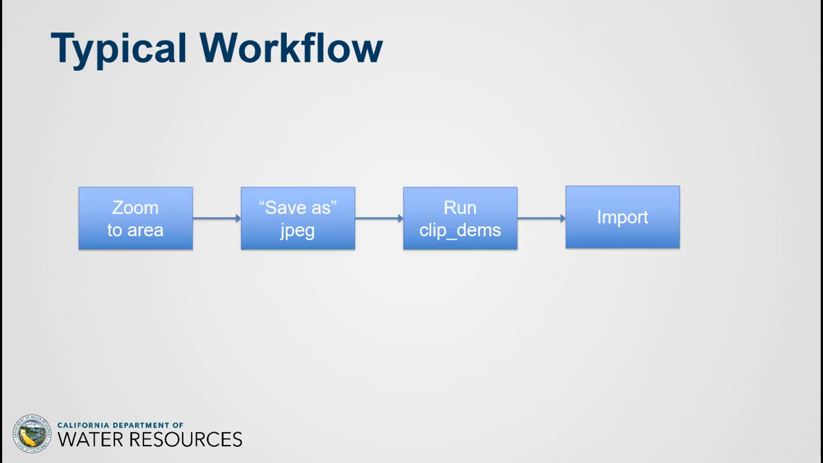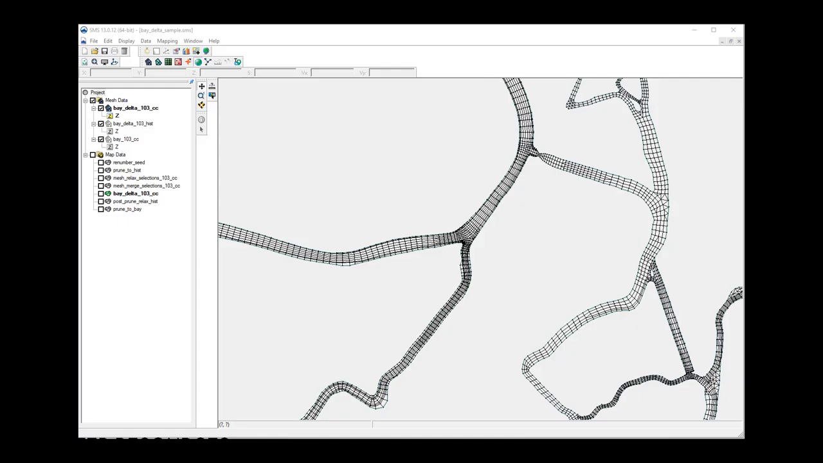The typical workflow with clip DEMs is to zoom to the work area of interest inside of SMS, save as JPEG to create an image that defines your area of interest, run clip DEMs using that image as input, and then when the clipped DEMs are produced, you re-import them back into the SMS session.